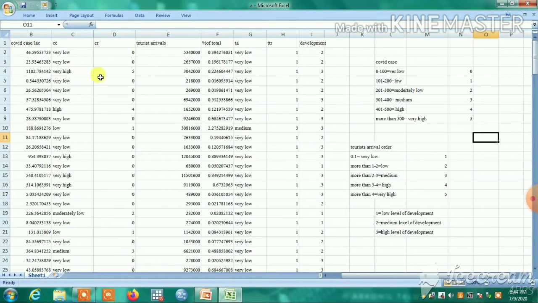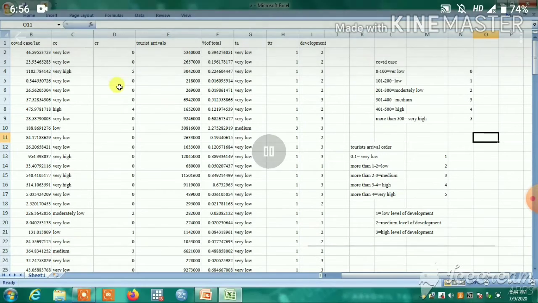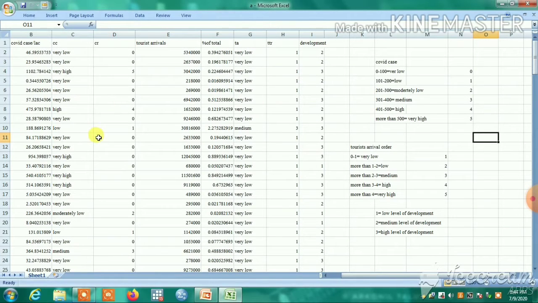And the variable is named as CR. The rankings are done as: very low 0, then low 1, and moderately low 2, then medium 3, high 4, very high 5.